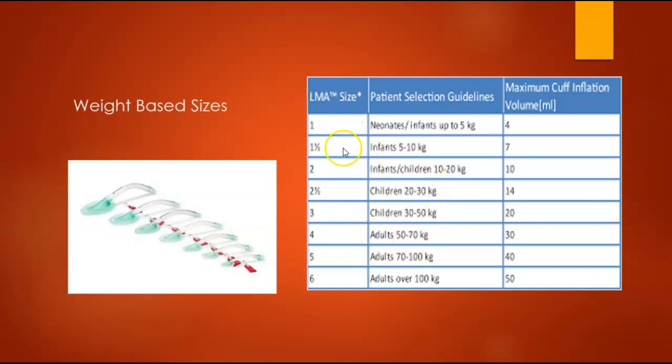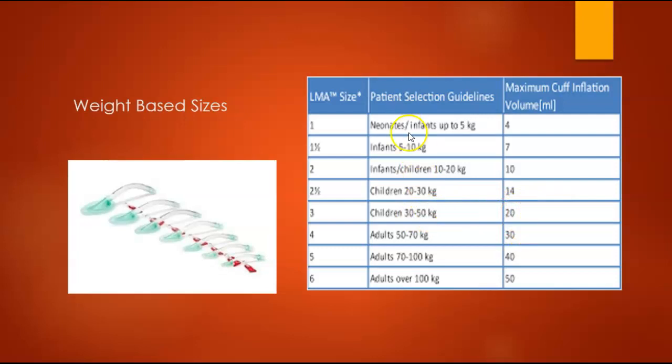And then there's the sizing for children. Along with the sizing based on weight, you have how much volume, how many milliliters you need to inflate the cuff with for proper seating. So for an adult female whose ideal body weight is about 50 kilos, about 110 pounds, which is around where I should be at 5'3", you would put a size 3 LMA in me and you'd inflate it to about 20.